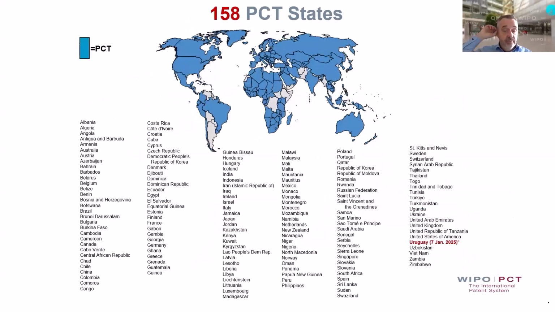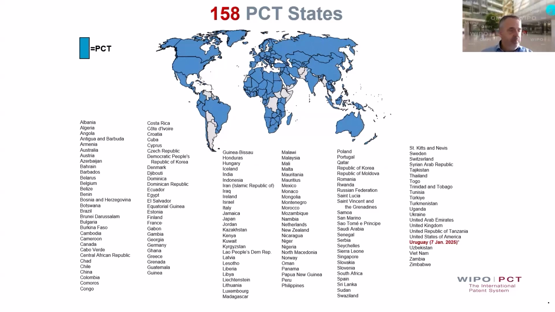This is the list of our current 158 contracting states, and probably I can't really read this myself very easily on that slide, so I'm not expecting you to be able to, but this information, of course, is on our PCT website, so you can find all this information there. Uruguay is the latest member of our PCT family. For them, the PCT became operational on the 7th of January of this year, which means that an applicant from Uruguay, as of that date, can file a PCT application.